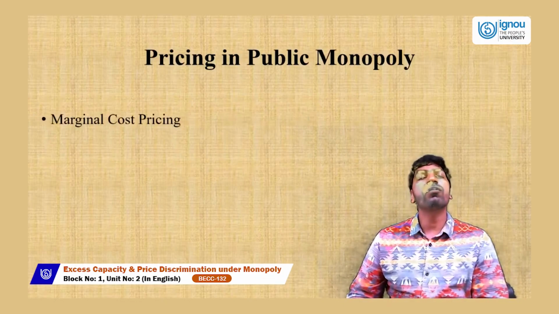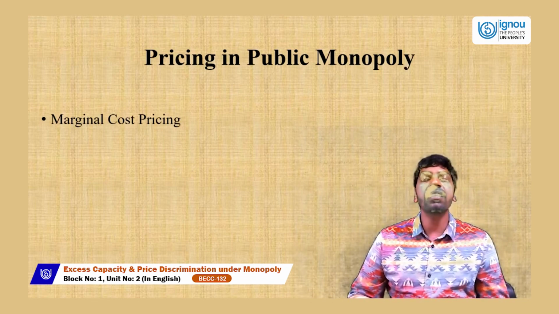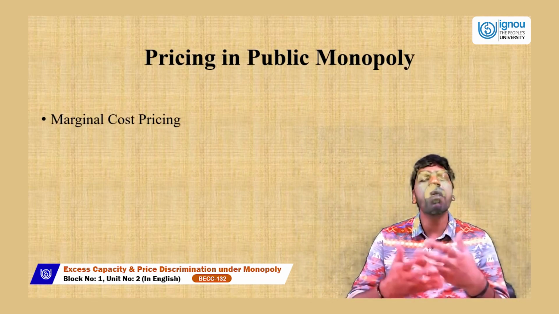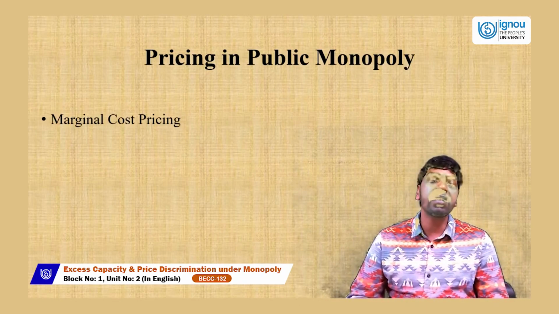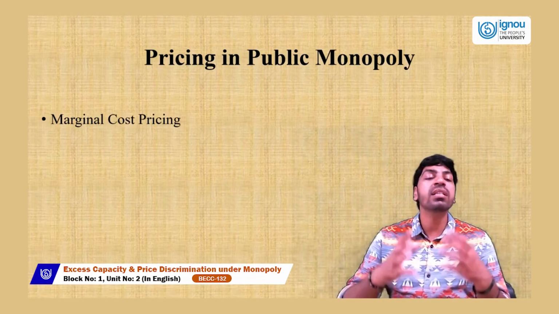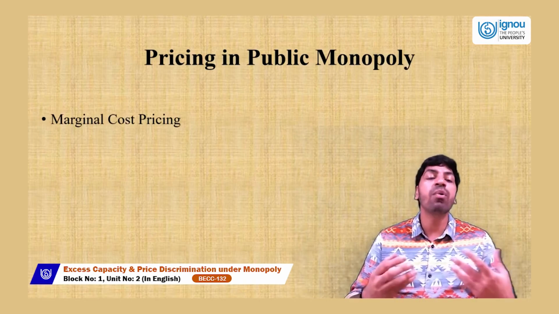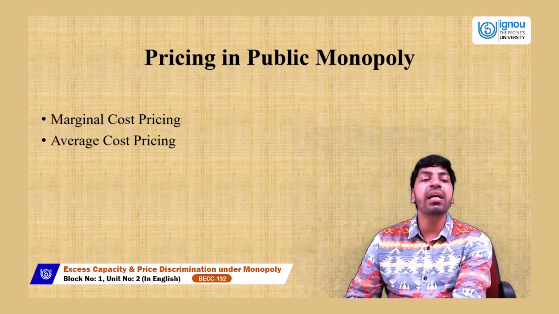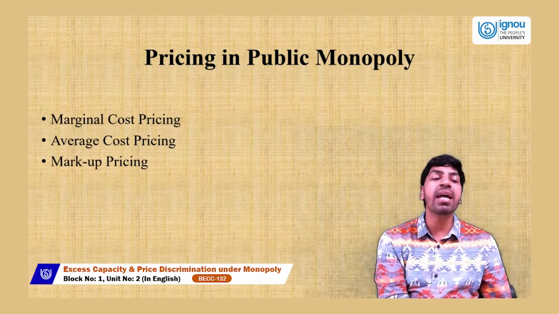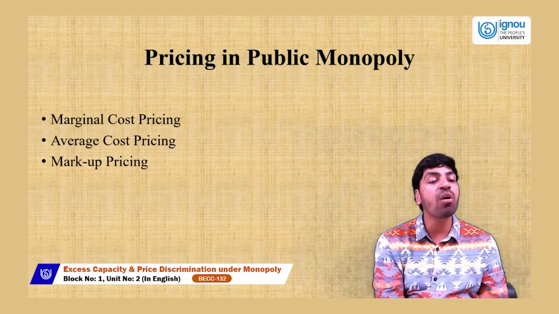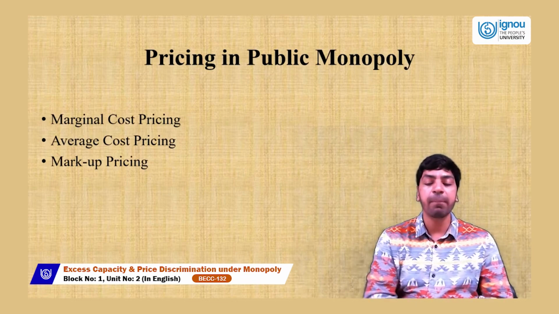Now we talk about pricing in public monopoly. When a monopoly exists in a public place, or there is one place, what are the pricing strategies which a single firm could apply in that particular monopoly market? Basically there are three main pricing strategies. The first one is marginal cost pricing, the second one is average cost pricing, and the third one is markup pricing.